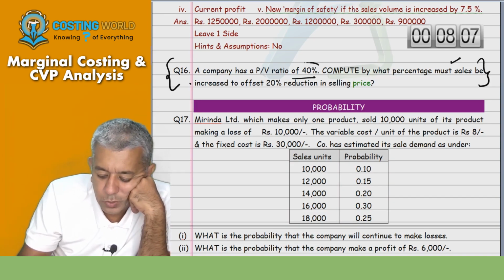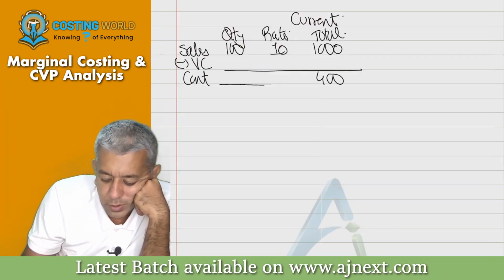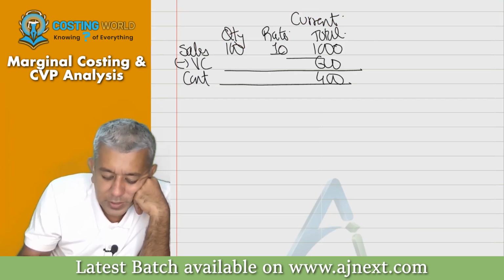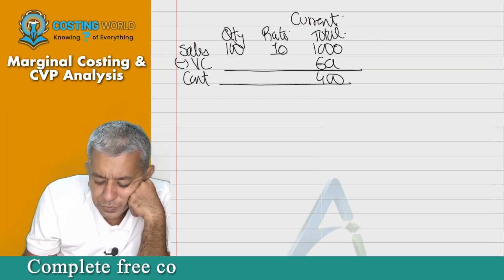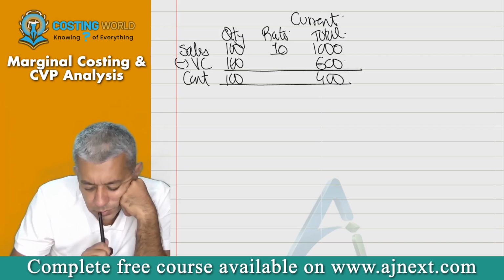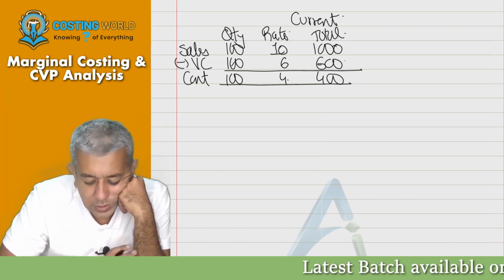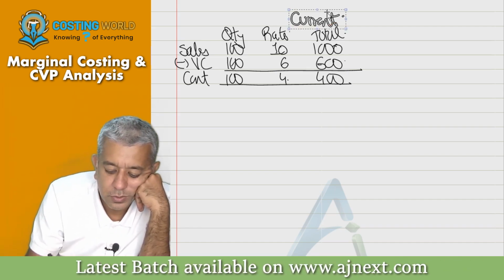Currently your PV ratio is 40%. So therefore this figure will be 400, and this figure will be 600. Obviously quantity I'll be taking as 100 only. So this is 6, this is 4. This is the current data with you.